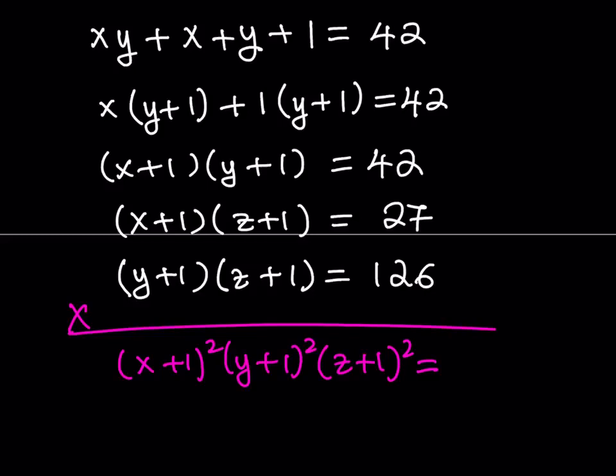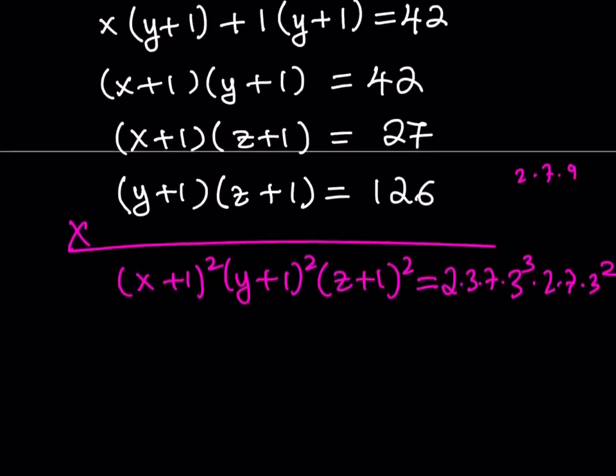For example, 42 can be written as 6 times 7, which is 2 times 3 times 7. Okay. 27 can be written as 3 to the third power, and 126 is 2 times 63, which is 2 times 7 times 9, and as you know, 9 can be written as 3 squared. Okay, cool. So now I did the prime factorization pretty much, and the reason why I did that is because I'm going to square root this expression. That's going to be my next step.